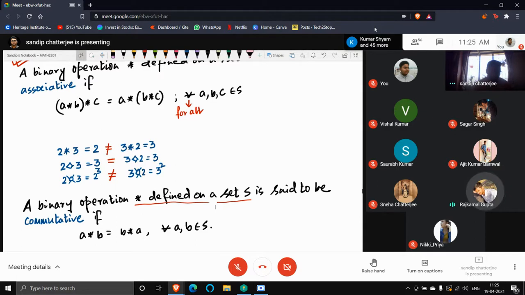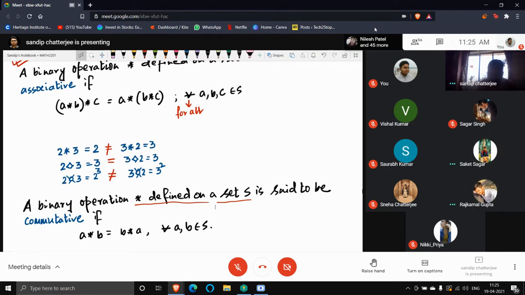But it won't be commutative. No, sir. Division on which real set? Numbers. You told that question. No, I said, can we define division as a non-commutative binary operation on the set of real numbers?